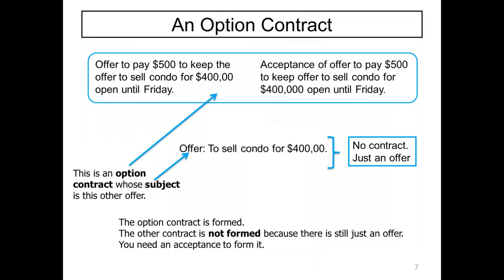So if you look at this more diagrammatically, you'll notice that we've got an offer to pay $500 to keep the offer to sell the condo for $400,000 open until Friday. Then you've got acceptance of the offer to pay $500 to keep the offer to sell the condo for $400,000 open until Friday. That top bubble is the option contract, and the subject of that option contract is the offer to sell the condo for $400,000. The option contract is formed. The other contract is not formed because there's just still an offer. You need an acceptance to form it.